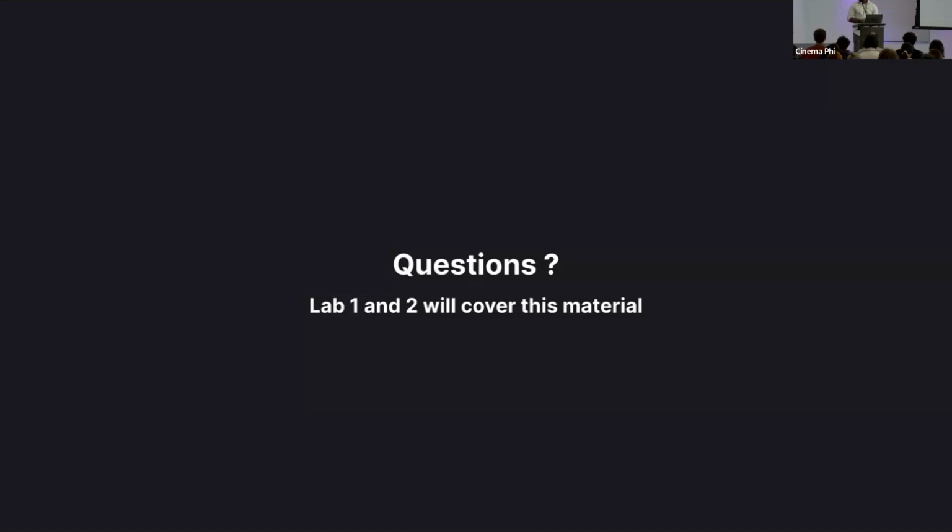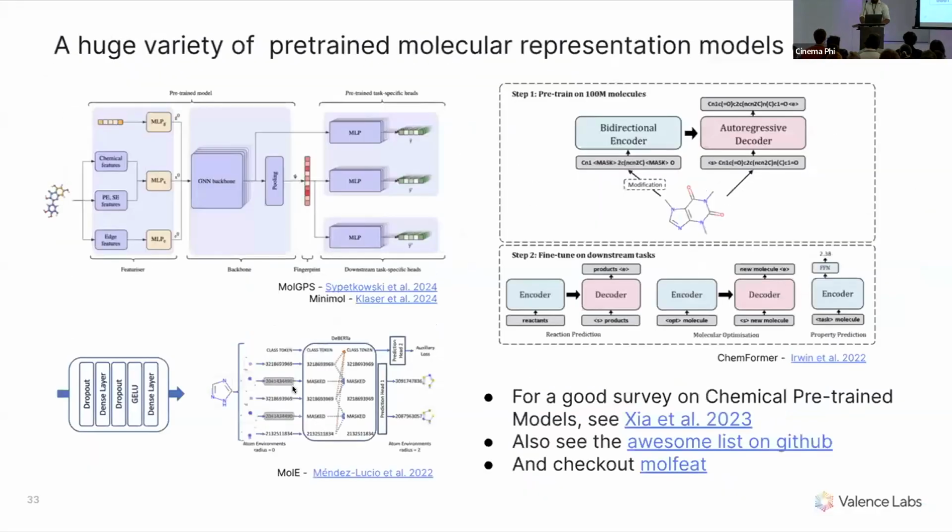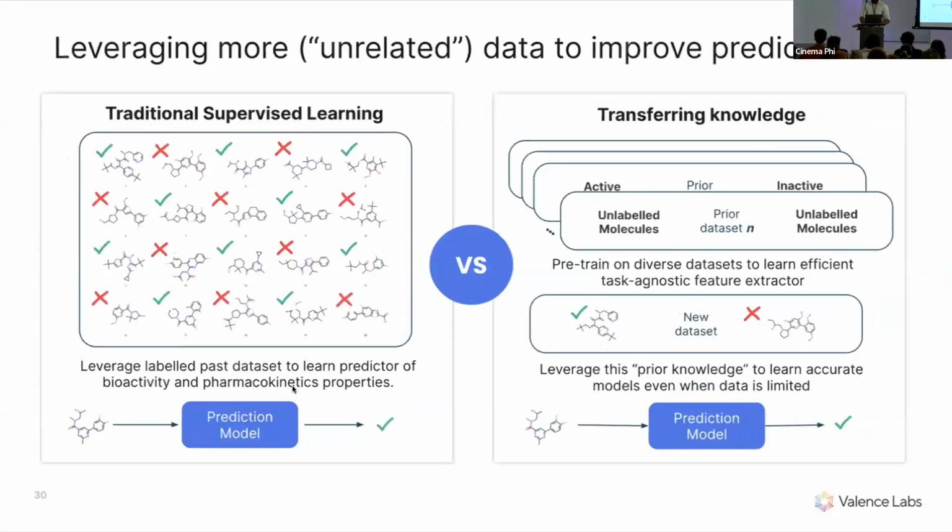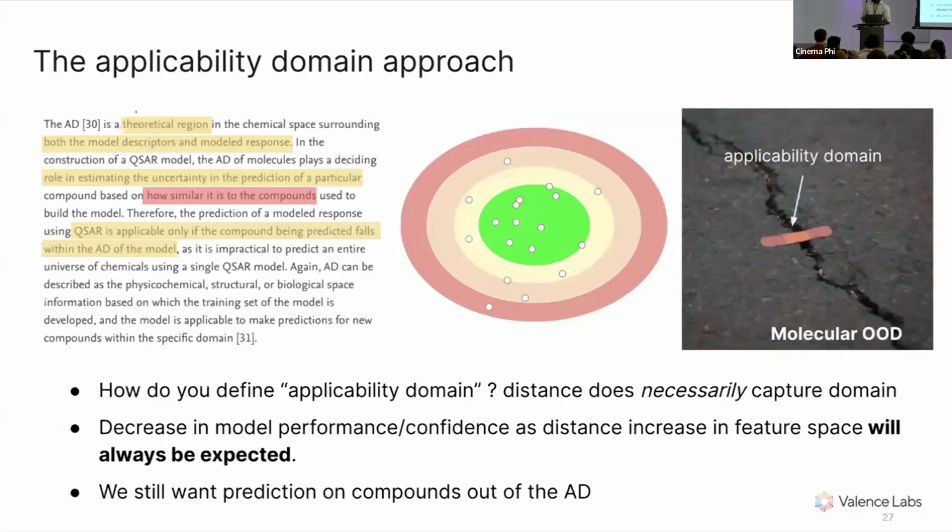One last question for myself. How can unsupervised learning and pre-training help with the applicability domain of the model?